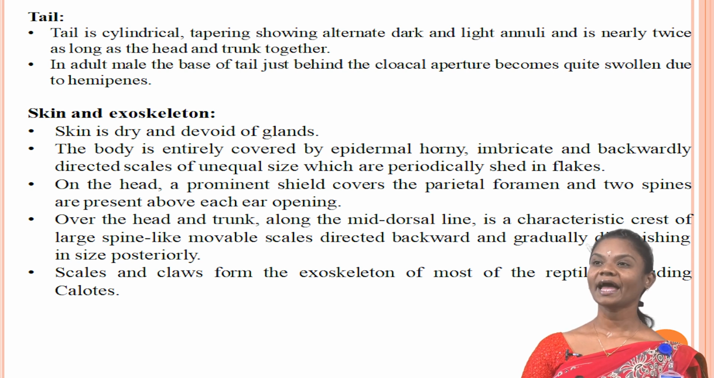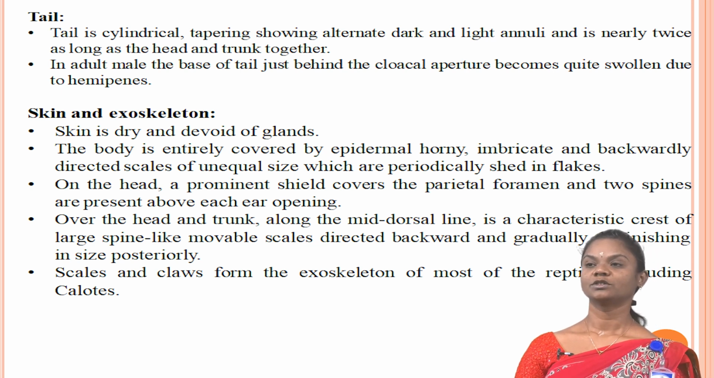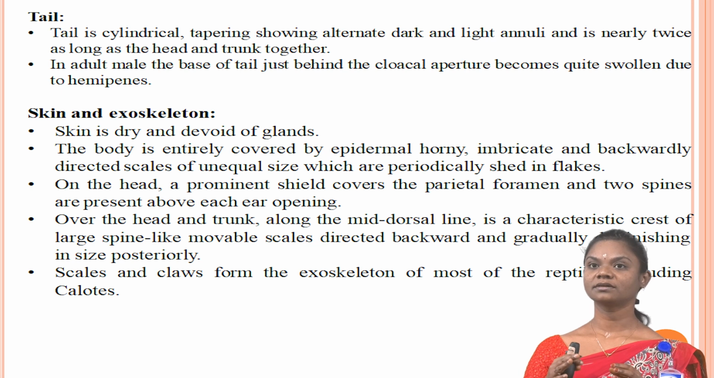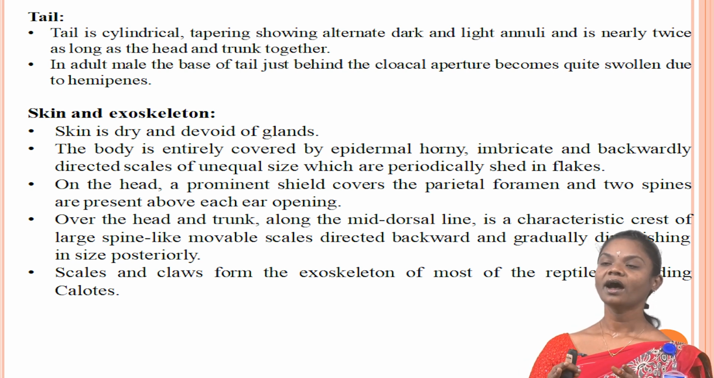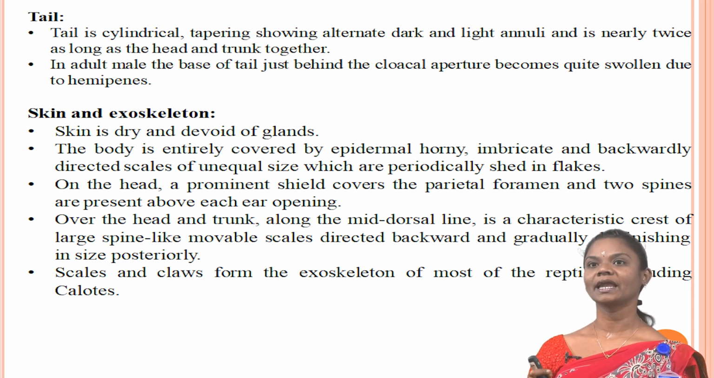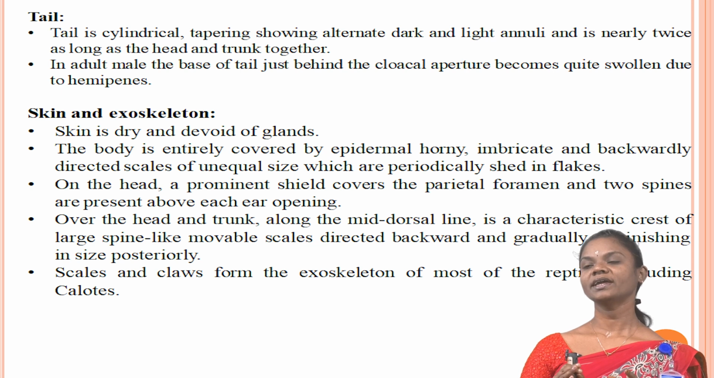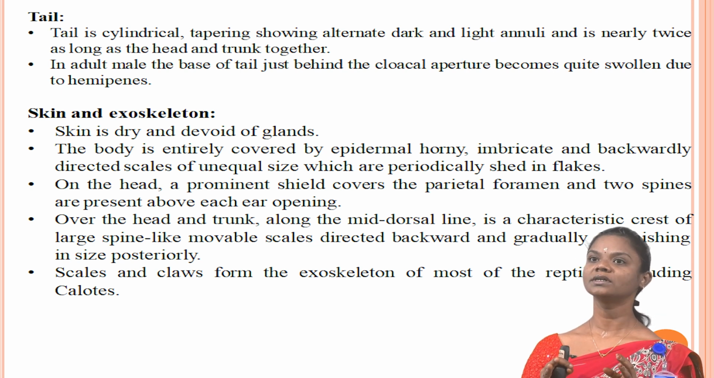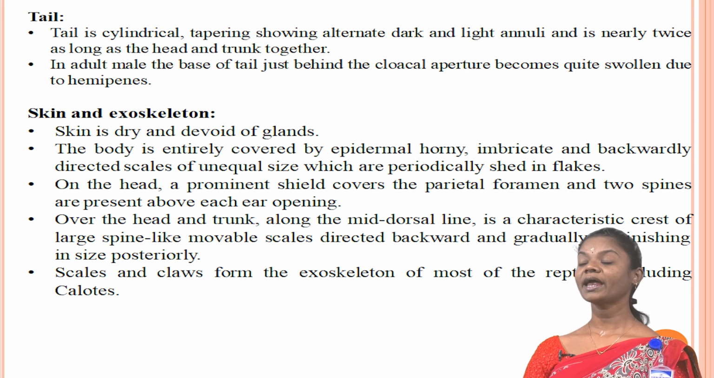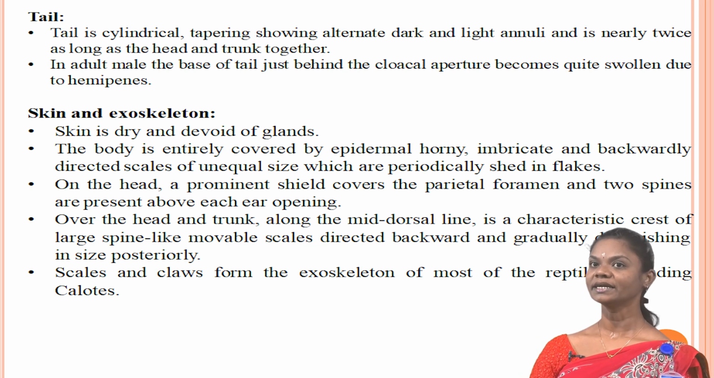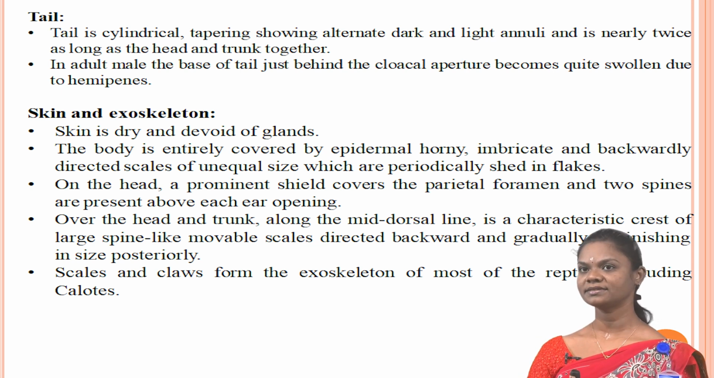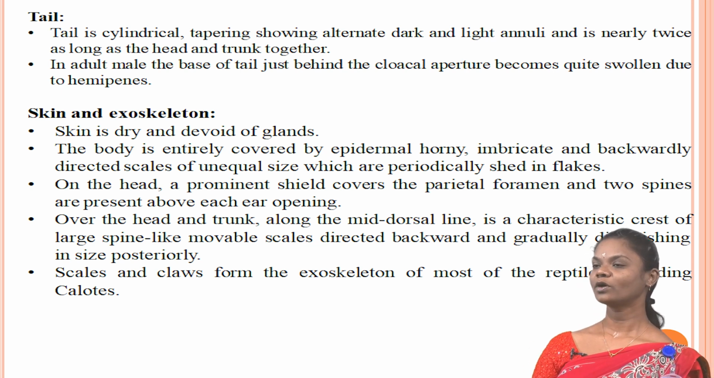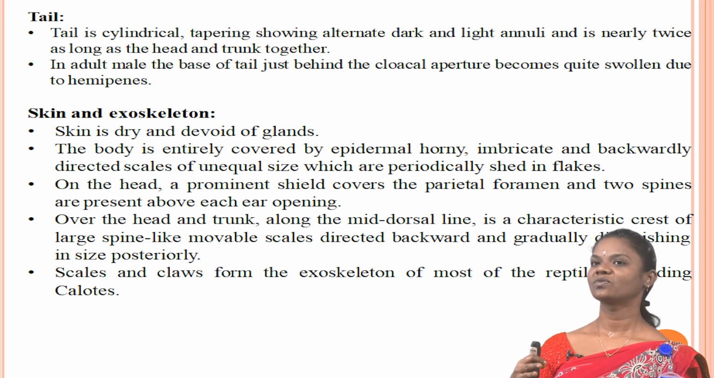The skin and exoskeleton. In Calotes, the skin is dry and devoid of glands. The body is entirely covered by epidermal, horny, imbricate, backwardly directed scales of unequal size, which are periodically shed in flakes.